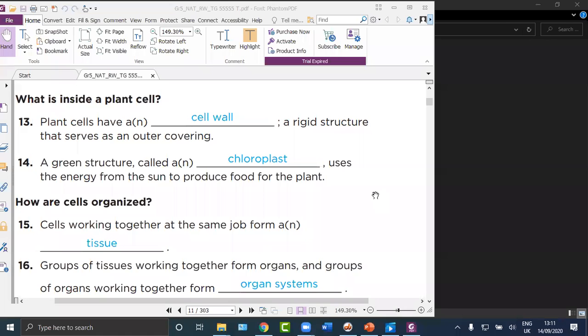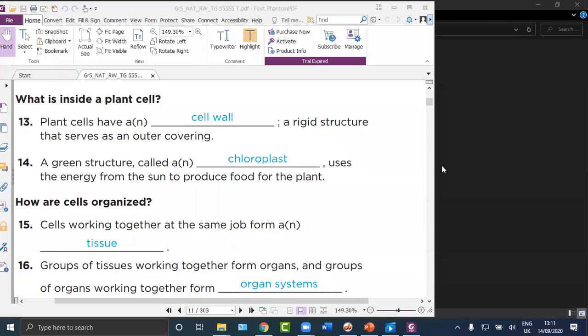Yes, perfect. Number 15. Cells working together. Yusuf Ahmed Ajlan, read. Cells working together at the same job form a tissue. Excellent. Number 16.